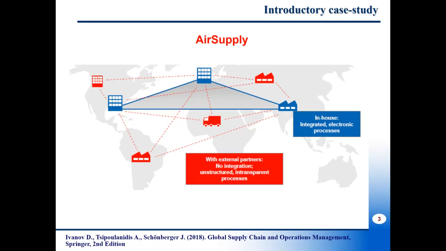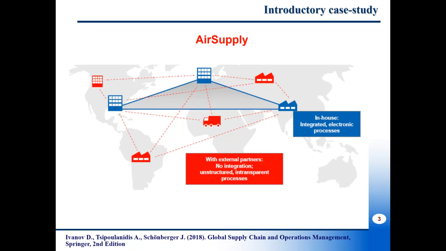From our picture, there are actually two different business processes here, in-house and external partners. In-house, they are integrated electronic processes, while with external partners, there is no integration; it is unstructured. Also, the process is intransparent because they do not share information with their partners in this air supply chain.